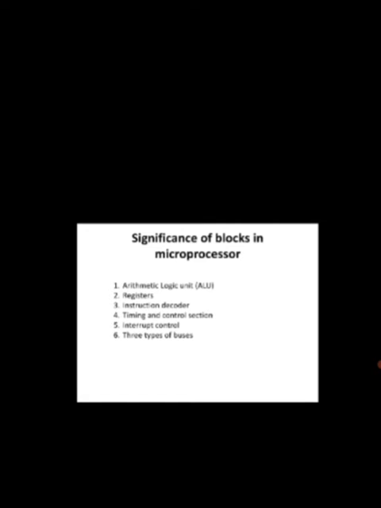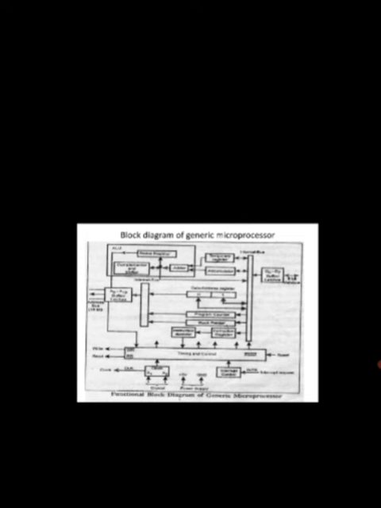The fifth is the interrupt control. So what does interrupt control do? Interrupt is an essential process in a microprocessor. It executes certain steps when an interrupt occurs. Whenever a microprocessor is running, sometimes an error can occur. So at that time the interrupt control is switched on. It is essential for the microprocessor to execute certain steps when the microprocessor has some errors.